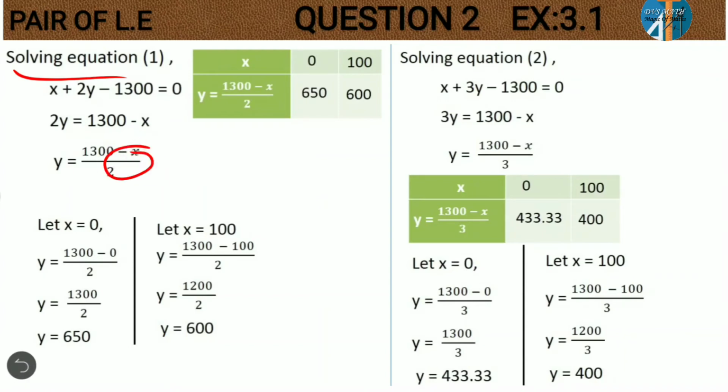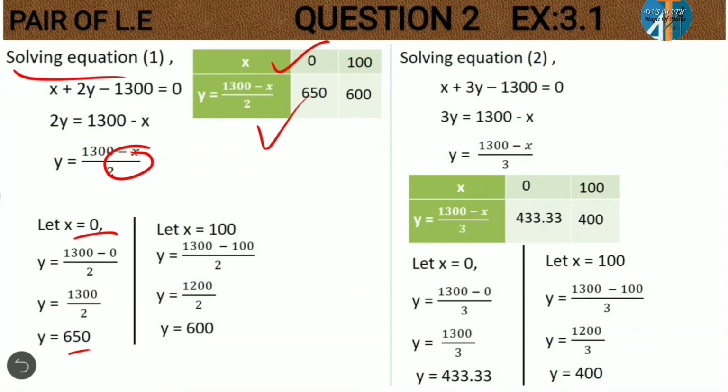So first let us take x is equal to 0. So 1300 minus 0 is 1300 by 2, means half of 1300, it is 650. So if you take x is equal to 0, y will be 650. Then x is equal to 100.